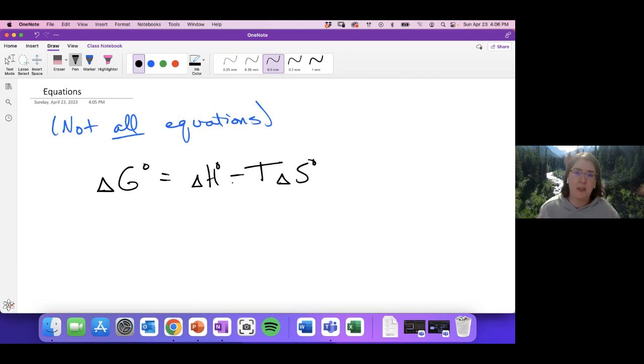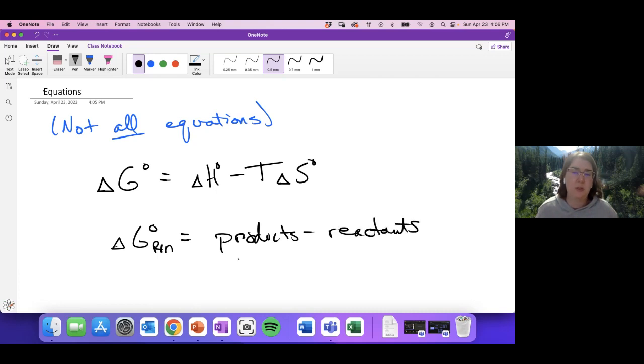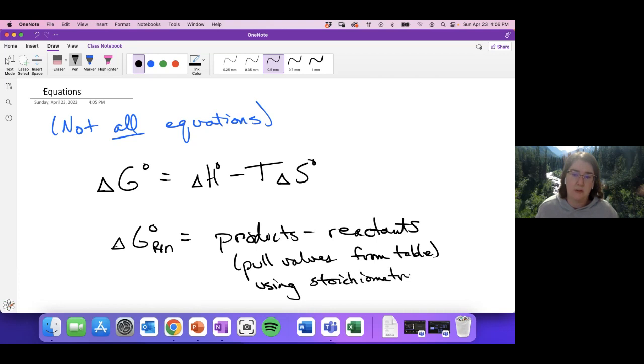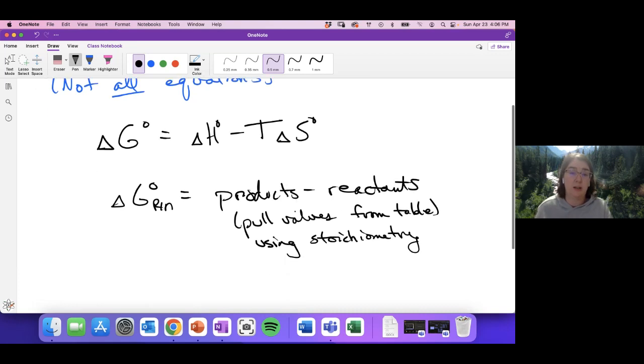One of the ones that I usually don't write out all of them is the one where, if I'm looking for delta G standard of a reaction, I can get that by looking at, I typically just write this as, products minus reactants. We can certainly do one of those. That's when you pull values from the table using stoichiometry. So whatever coefficients are from the reaction, we would use those in there.